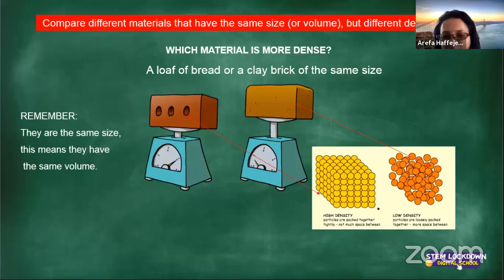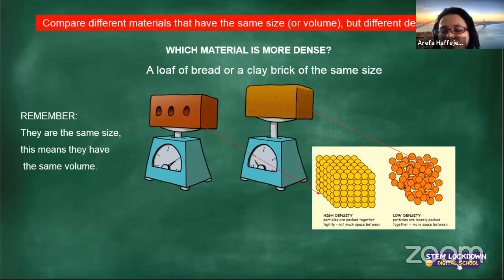Okay, so I will show it to you in a picture here. In the brick, it has a high density because the particles are packed closely together. That means that there's not much space between the particles. And now in the loaf of bread, it has a low density because the particles are loosely packed together. That means that there are more spaces between each other.